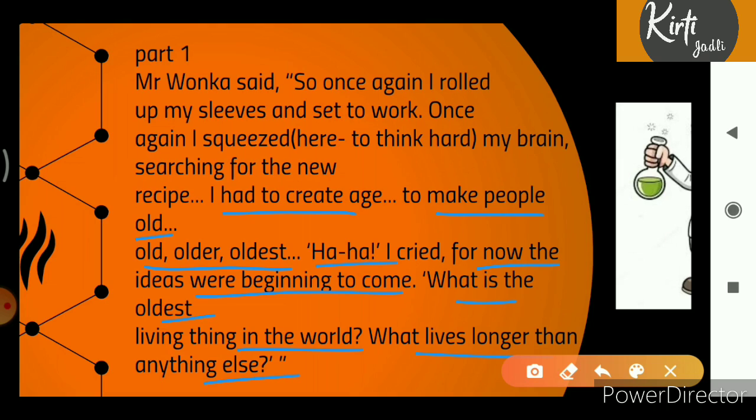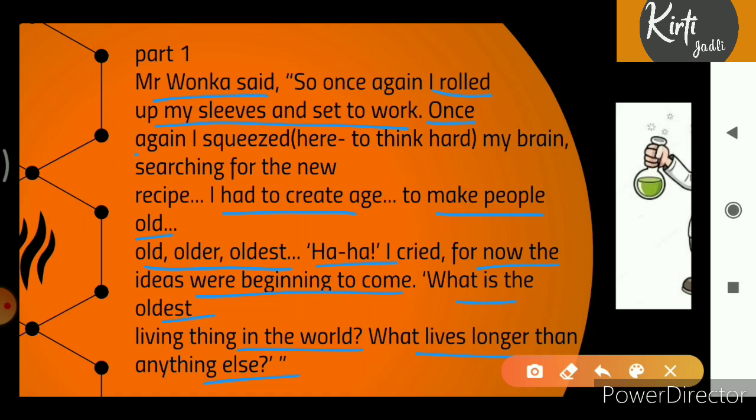So now, Mr. Wonka, who is our chocolatier here, the owner of the chocolate factory, the one who makes chocolates, he is also an eccentric scientist. He has invented a number of things, and now he has again rolled up his sleeves and set to work. So, what does rolling up my sleeves mean? It means that he's getting ready. He's getting ready to do something and get to work.